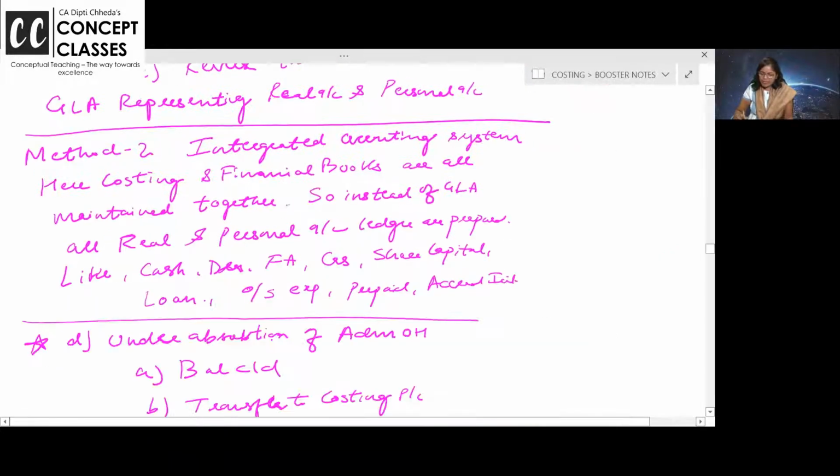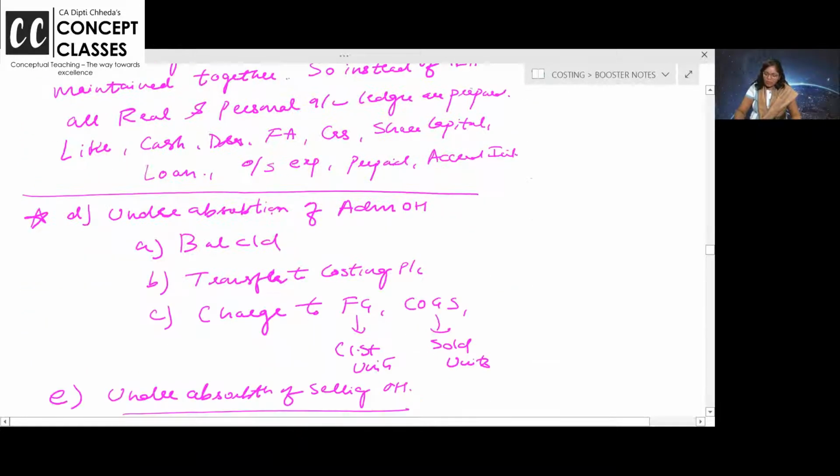Now come to the integrated accounting system. Here costing and financial books are all maintained together. So instead of preparing the GLA account, you will prepare all the real and personal accounts: cash, bank, debtors, creditors, fixed assets, share capital, and so on. Clear to all of you?